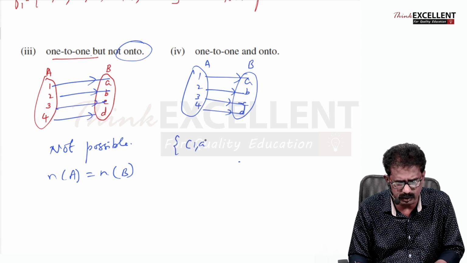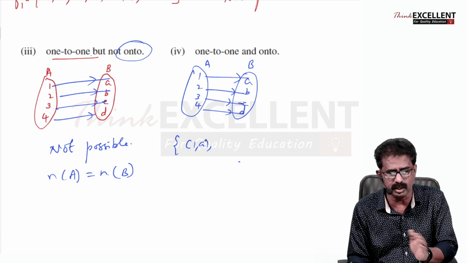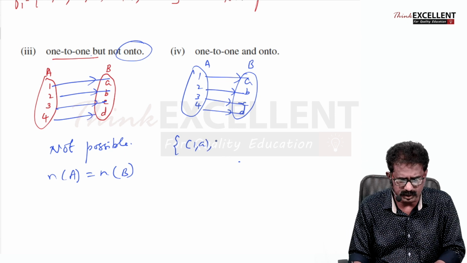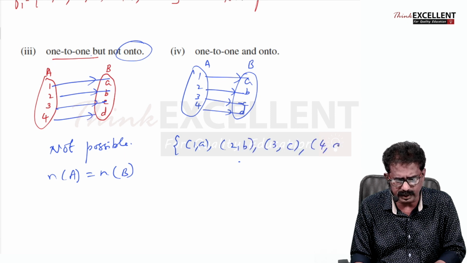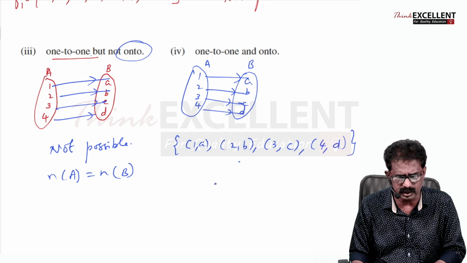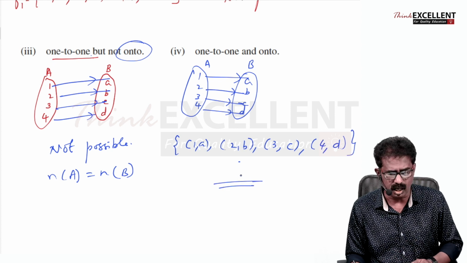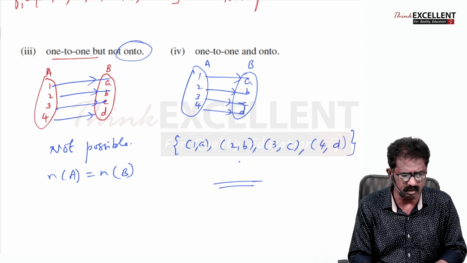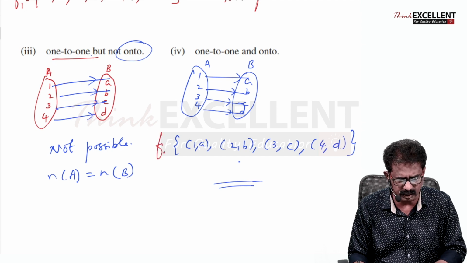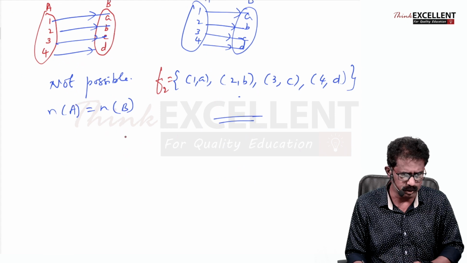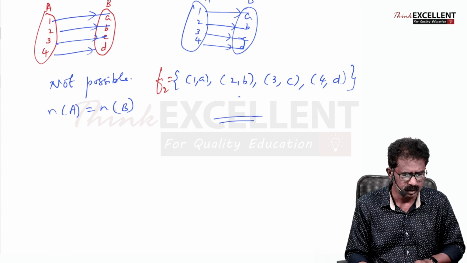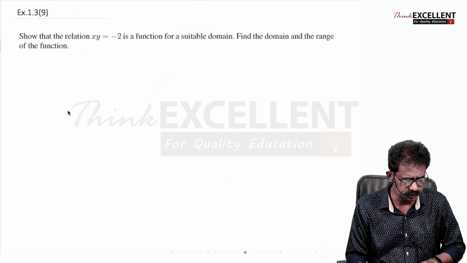1, a. You can change the answers. 1 is related to b, 2 is related to a. You can change anything. 1a, 2b, 3c, 4d. So the answer you are writing, check whether it satisfies both the conditions. It should be 1-to-1 and onto. So this is another function, and I'm taking this function as f2. So of the 4 subdivisions, in 2 of them it is not possible, and for the other 2 you got the answer. Now let's go for the next question.